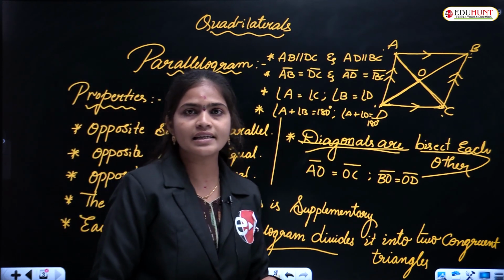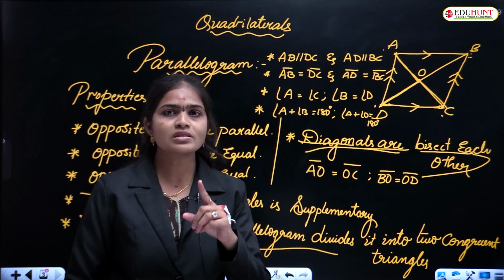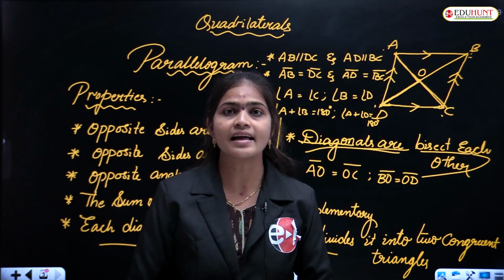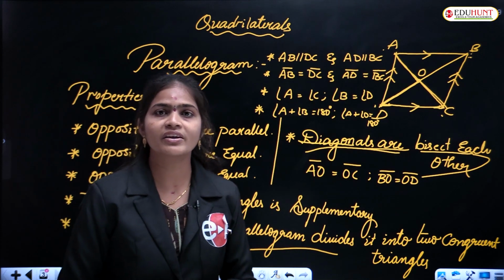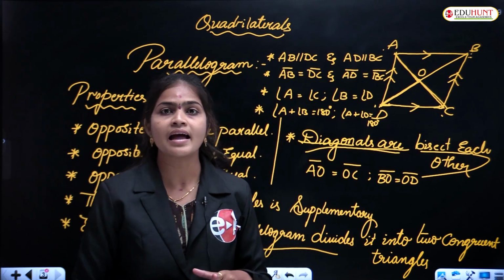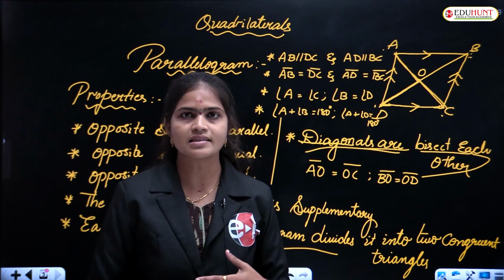And one more thing: out of all the types of quadrilaterals, one of the most important types is the parallelogram. On the parallelogram we have a number of questions as well as some proofs. So in the next classes we will discuss that.